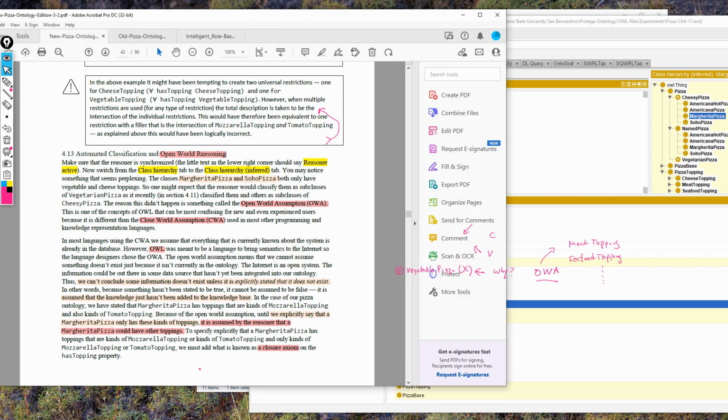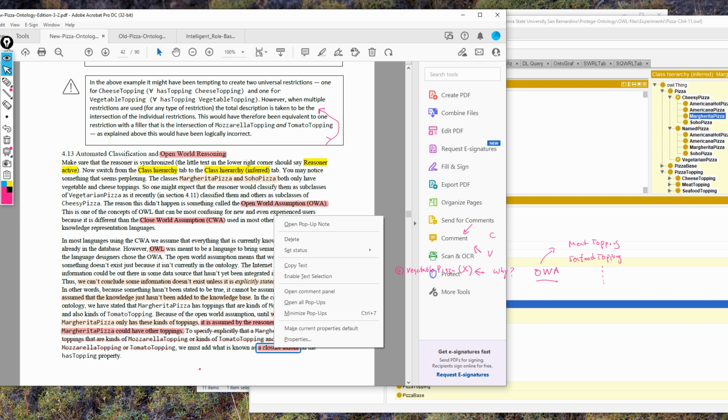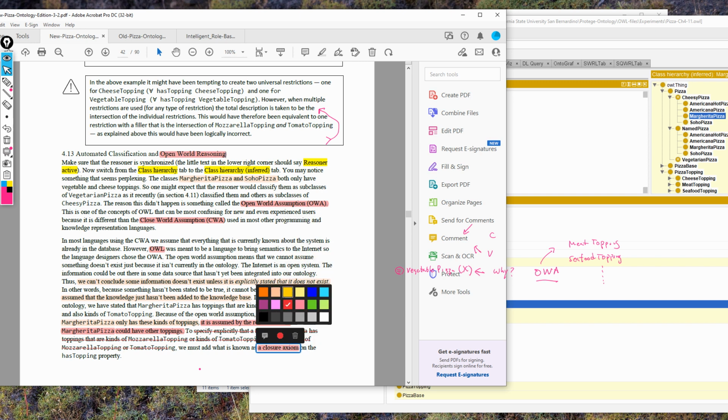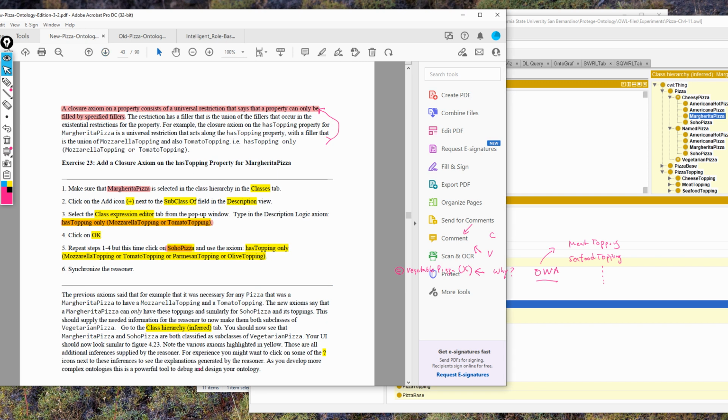So to specify explicitly that margarita pizza has a topping that are kinds of mozzarella topping and kinds of tomato topping, right? We must add what is known as a closure axiom on the has topping property. Okay, so this is important. So closure axiom, right? So let's just go to the next page. So the closure axiom on a property consists of universal restrictions. So this is very important.